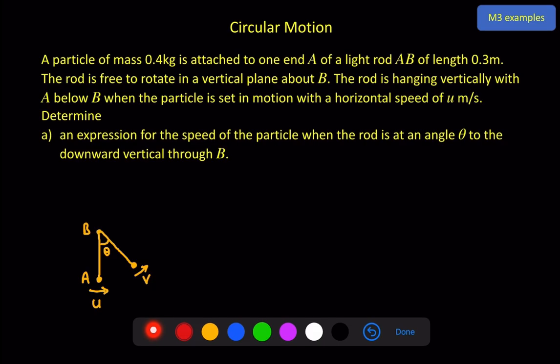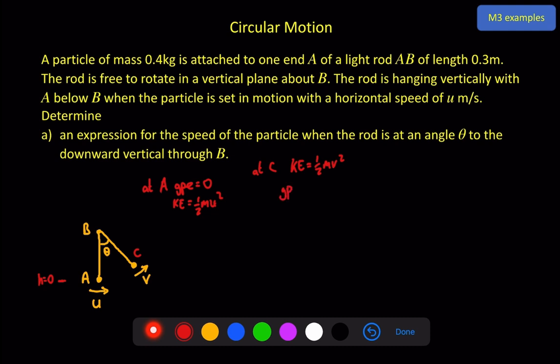And again, we're going to look at energy here, because initially, if I take this point here to be my h equals 0 level, then I've got 0 gravitational potential energy at A, and the kinetic energy is equal to a half mu squared. Call this point C. At C, we have a half mv squared for the kinetic energy, which we don't know yet, because we don't know what v is.